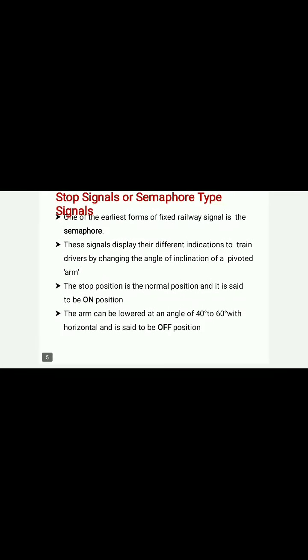Stop signals, or semaphore type of signals. These are the earliest form of signals used in Indian Railways. These signals display different indications to the train drivers by changing the angle of inclination of a pivoted arm. The stop position is the normal position and it is said to be on position. The arm can be lowered at any angle of 40 to 60 degrees with horizontal and it is said to be off position.